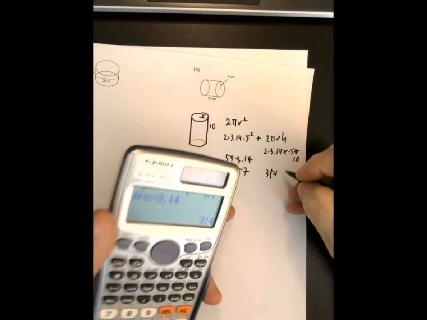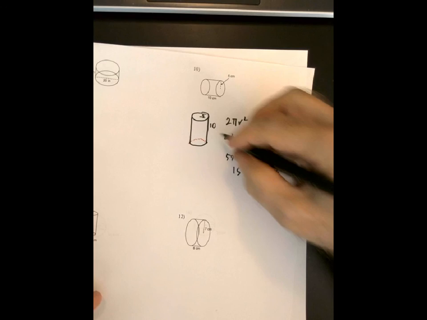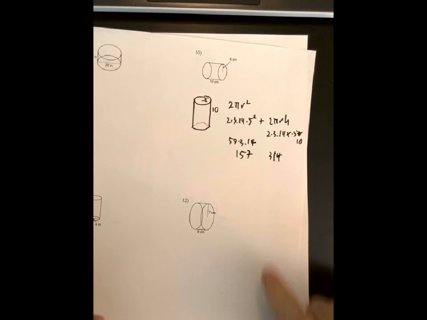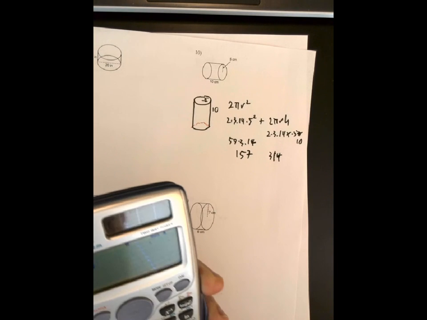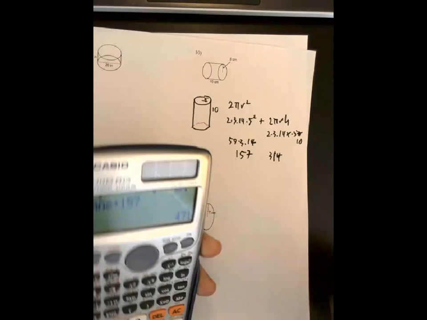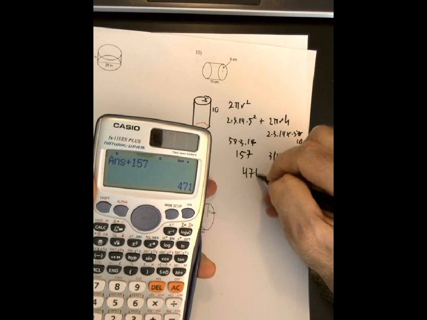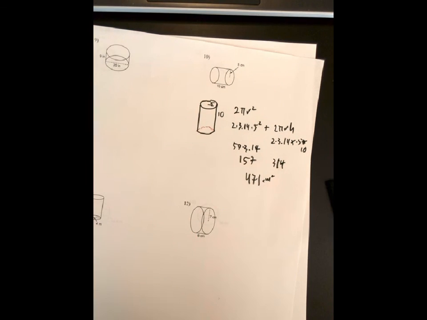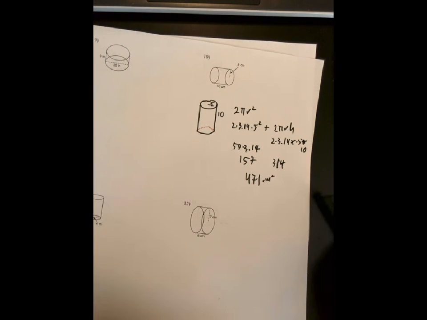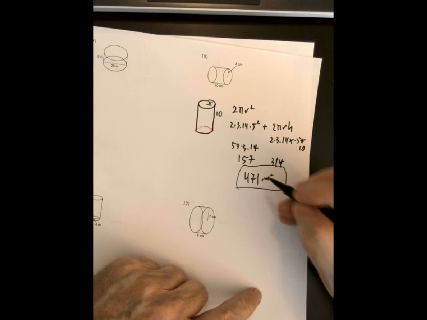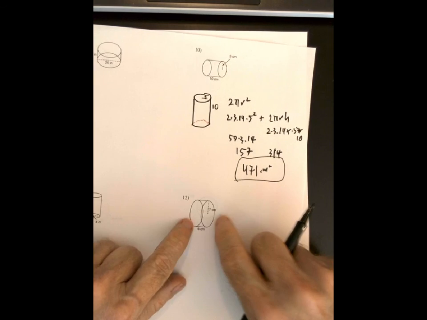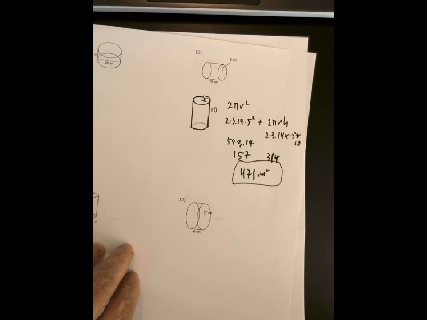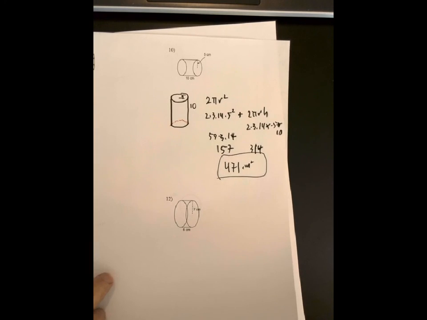The total area has to be the sum of all of the areas added together, and we're getting 471 square centimeters. Okay, so that's how that goes. Now that's the area of that. Now try number 12 again, okay? And let me know if you've got any questions about how to do it.